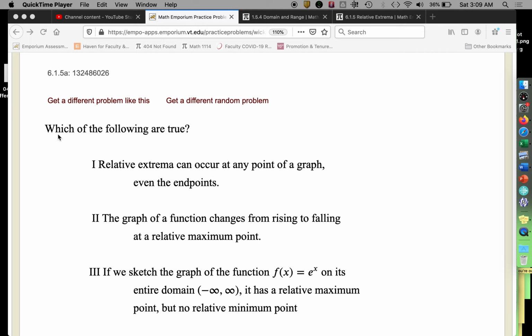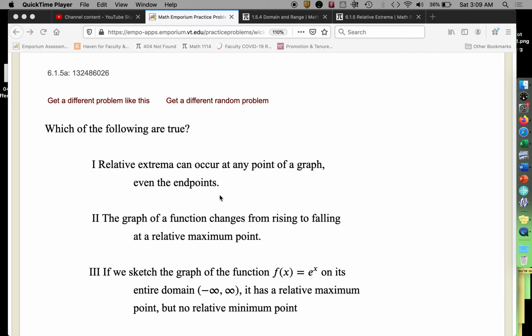6.1.5a. Which of the following are true? And it gives me three statements. Statement 1 says relative extrema can occur at any point of graph, even the endpoints.